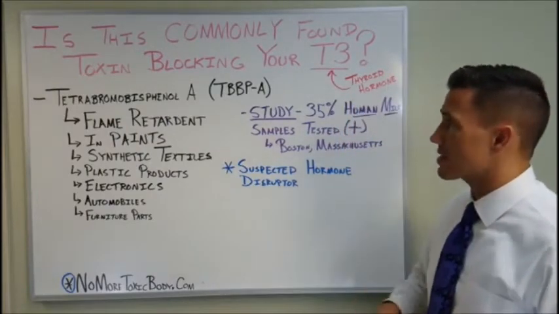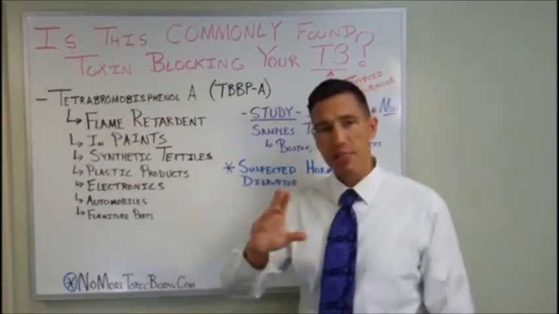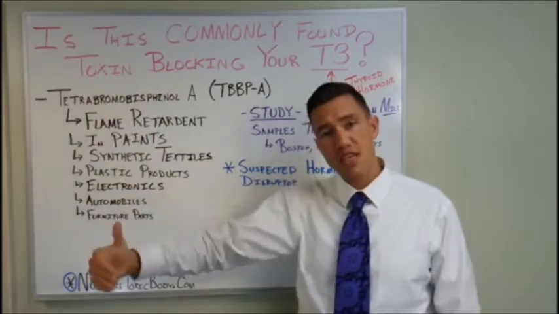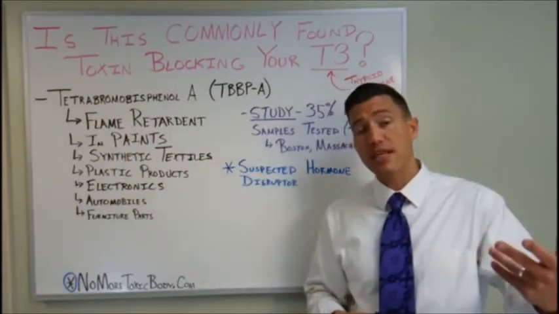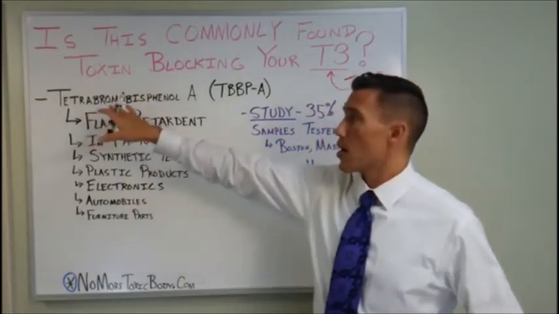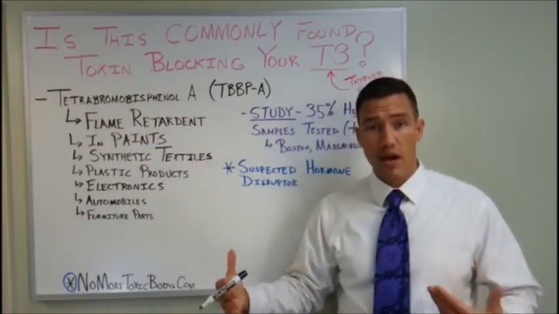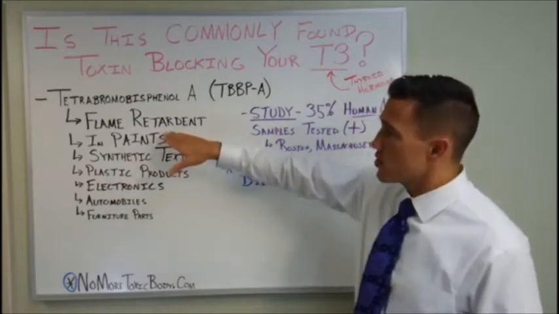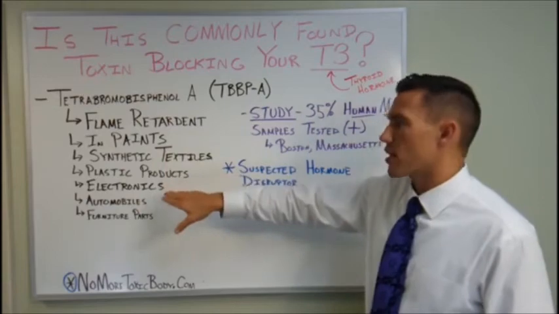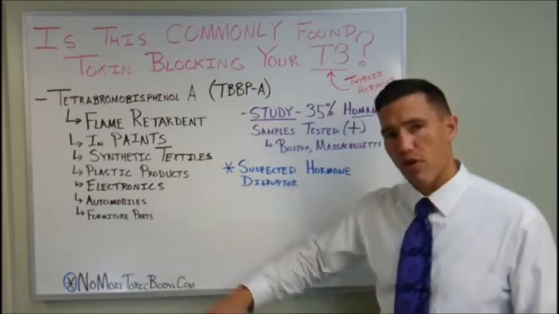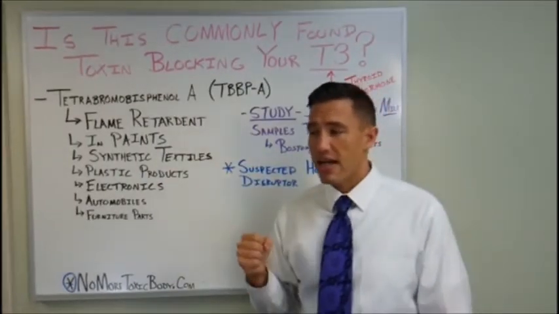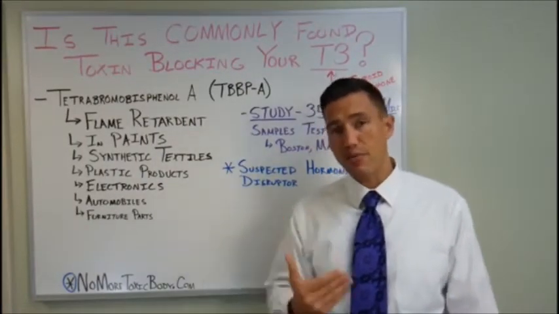And one that I want to talk about today is one called, it's a mouthful, tetrabromobisphenol A. Now, if you joined me earlier today, you saw that I talked about BPA, or bisphenol A. Tetrabromobisphenol A is a derivative of BPA. And what it is, it's used in flame retardants, in paints, synthetic textiles, plastic products, electronics, automobiles, and furniture parts. And this is a really potent and potentially dangerous and disruptive chemical.